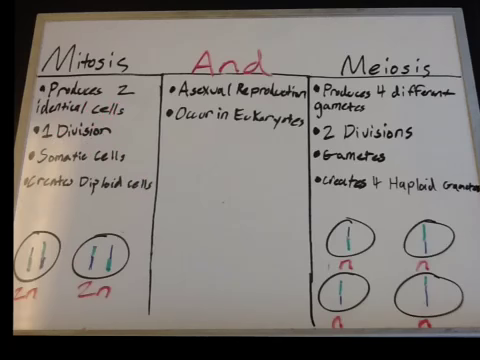The products of mitosis will be any kind of cell except sex cells, whereas the products of meiosis are only sex cells, which are female eggs or male sperm cells.